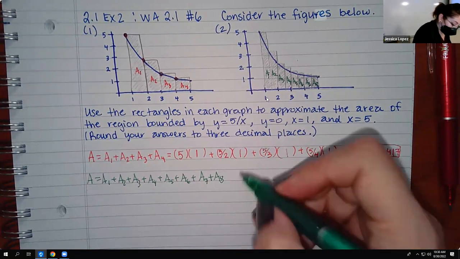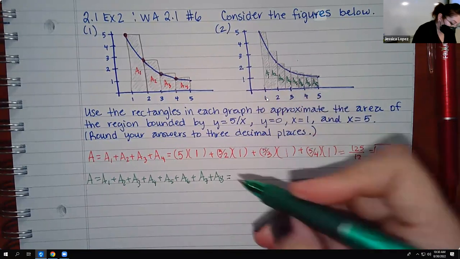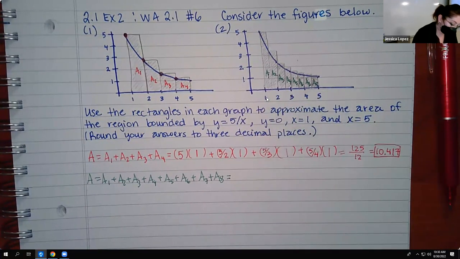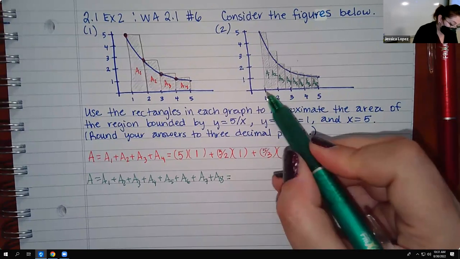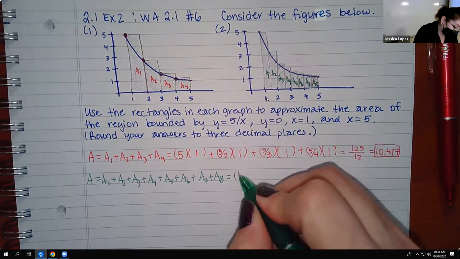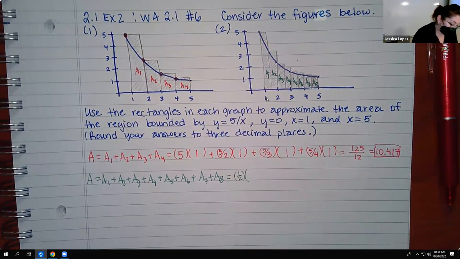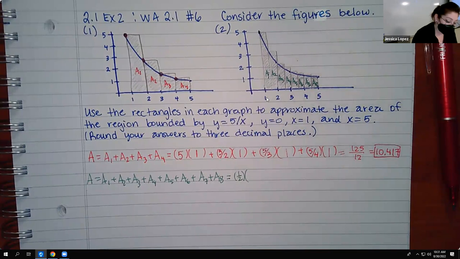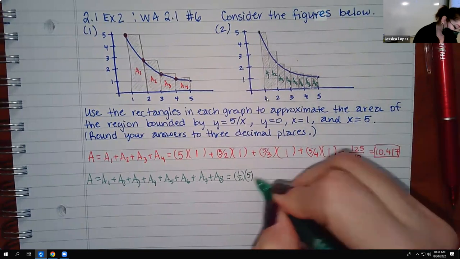So let's talk about area 1. So we know that the widths are not 1 unit anymore. What are the widths? There are, because they cut it directly in the middle, right? So we would say 1/2. And then what about those heights? So for this one, the height is what? 5. That one's pretty easy.